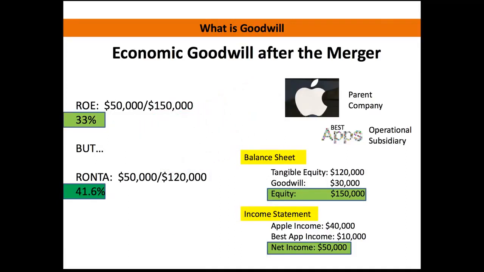But what Buffett would do is he said, well, let's look at the return on the net tangible assets. So he would take that $50,000 in net income and divide it by 120,000 instead of the 150, subtracting out the intangible. When he does that, you can see that that's a 41.6% return.